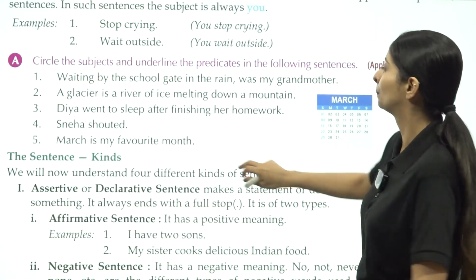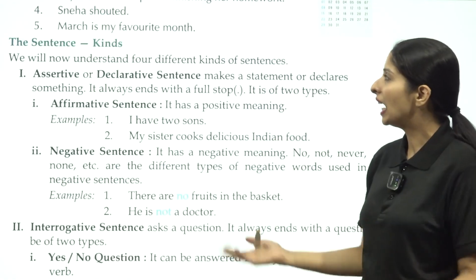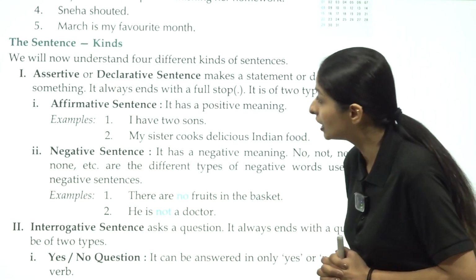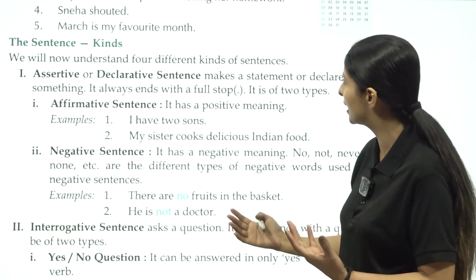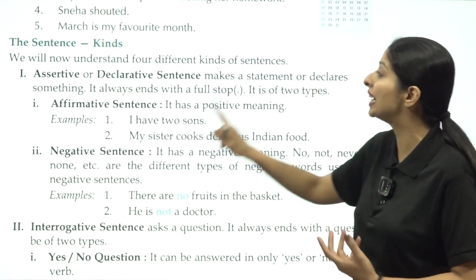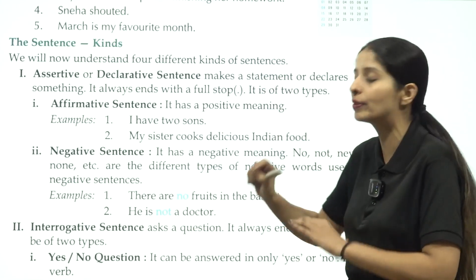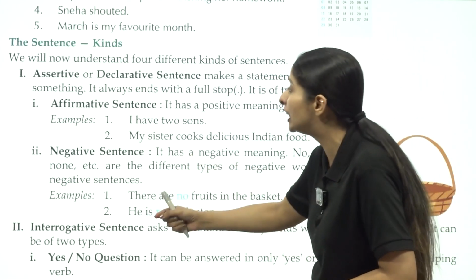Now next, there are 4 different kinds of sentences. There is assertive, or we can say declarative sentences. It makes a statement or declares something. It always ends with a full stop. It is of 2 types, affirmative and negative sentences.